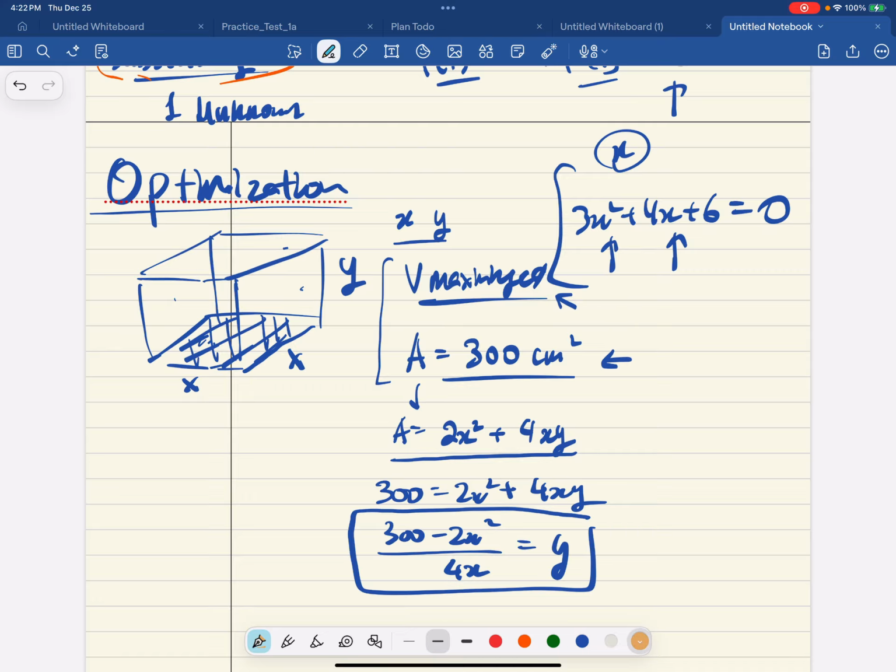So right now we have a volume that we want to maximize. Whatever we're supposed to maximize or minimize is the function that we're going to derive. So V is equal to base times height, the base area x squared times y, that's our volume function. And we know that y is this big expression, so just rewrite it. There's nothing derived over here yet.